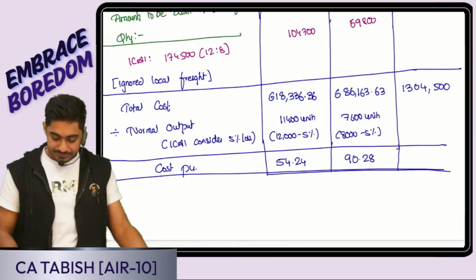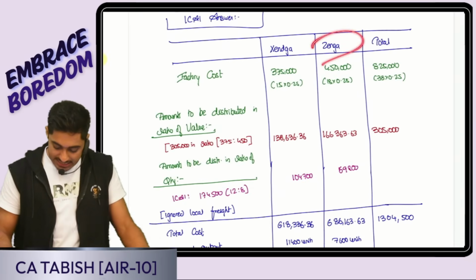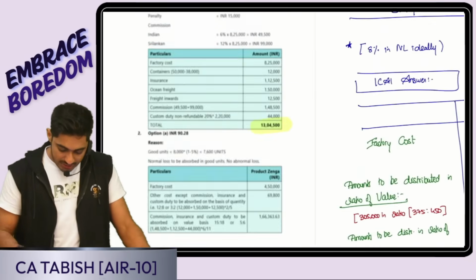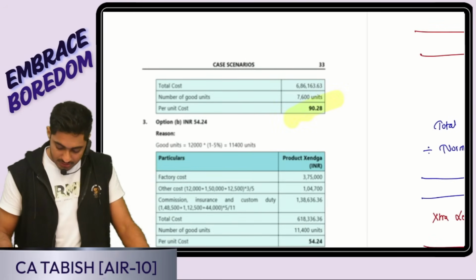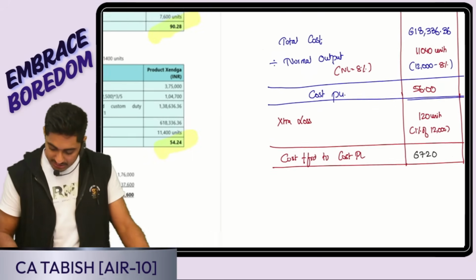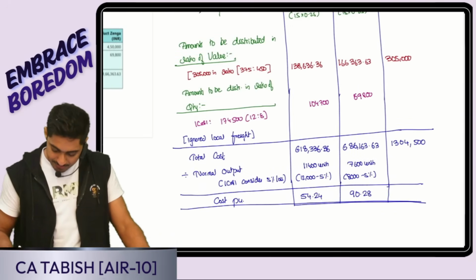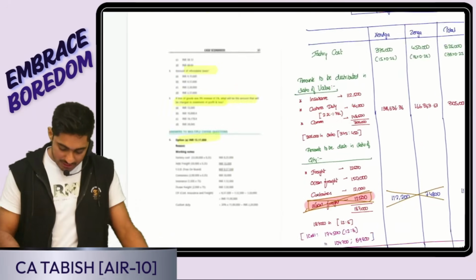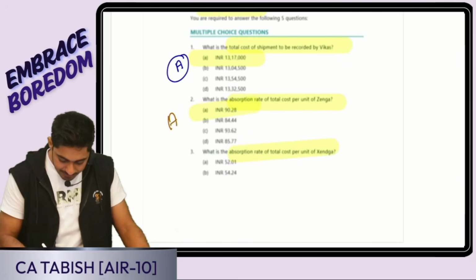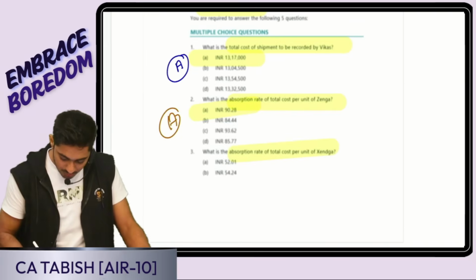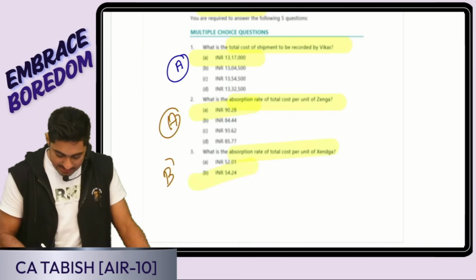Now you can tally. For Zenga, it comes to 90.28. Yes, you see here 90.28. For the next product, it comes to 54.24. Is this clear, everyone? So that also I have tallied and shown it to you. 90.28, 54.24. Is this clear, everyone? Okay.